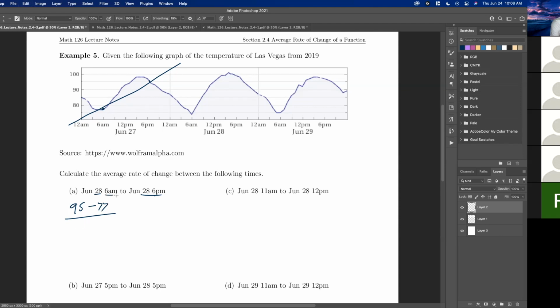So here, the difference between 6 a.m. and 6 p.m. would be 12 hours. And these are given in degrees F, so these are in Fahrenheit. So here, the change would be 18. Yeah. So 18 degrees F over 12 hours.